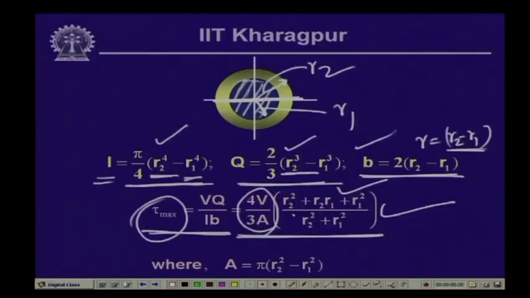So, the value which modifies 4V by 3A is (r2 square plus r2 r1 plus r1 square) by (r2 square plus r1 square), where area is equal to pi times (r2 square minus r1 square).